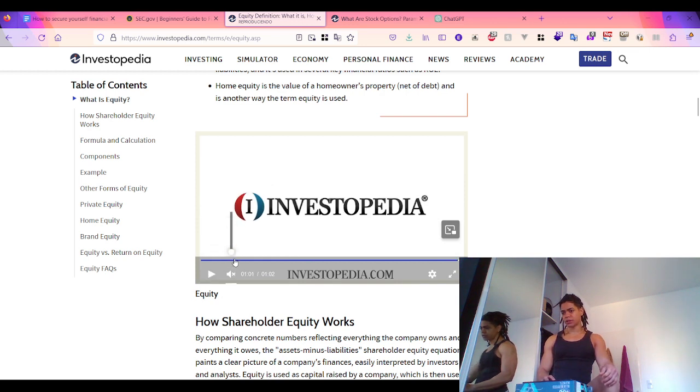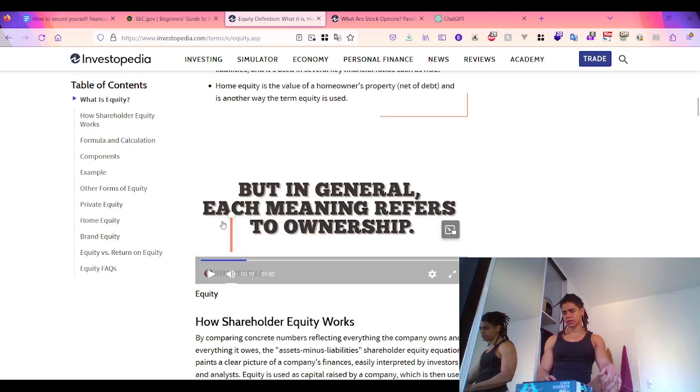So equity, at the end of the day, refers to ownership. Important here: equity refers to ownership, to put it simply. And when you have an asset, equity refers to what remains once you deduct all the liabilities of that given asset.